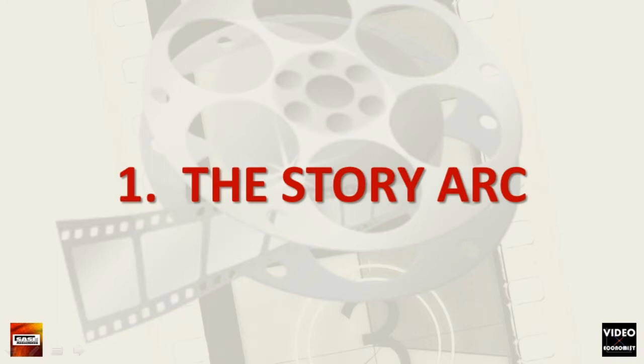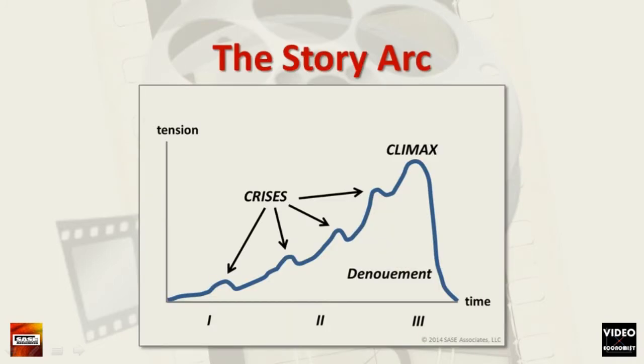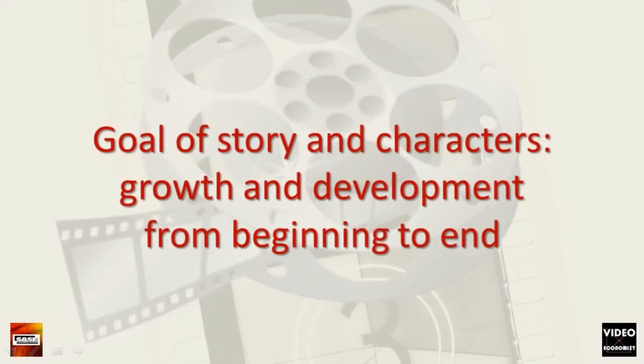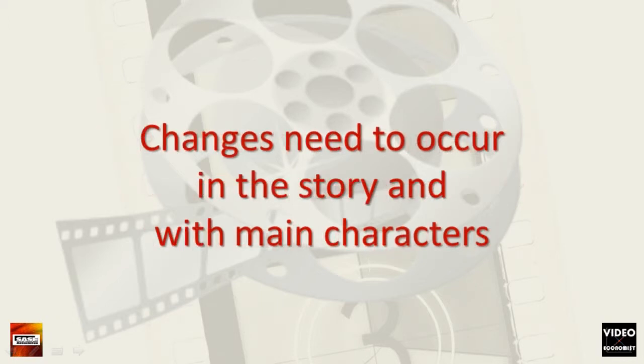Number one, the story arc. The goal of a story and its characters is for them to follow the arc with its low points, build to a climax, and attain growth and development from beginning to end. This process of transformation is tantamount for any story told. Changes need to occur both in the story and with the main characters. If no such action occurs, the story lies as flat as a lizard asleep on a rock. As with any audience, jurors will tune out.